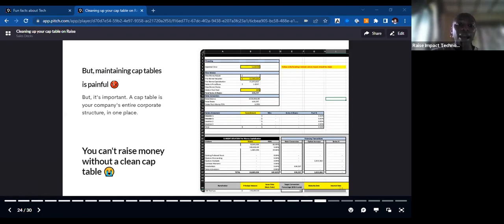This is why at Raise, we've made it our business to simplify this process for our clients. You basically cannot raise money without having a clean cap table, and I'll explain why. Next slide, please.